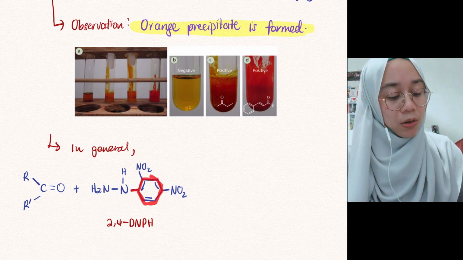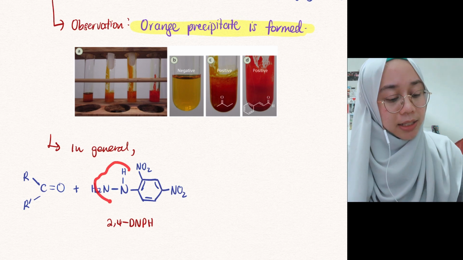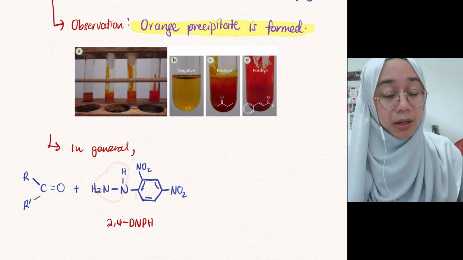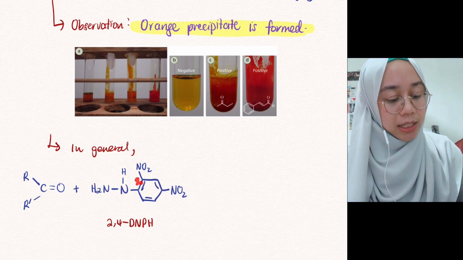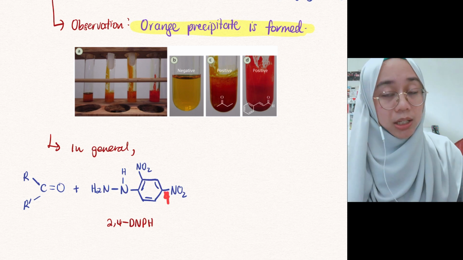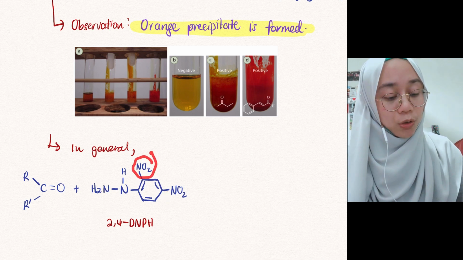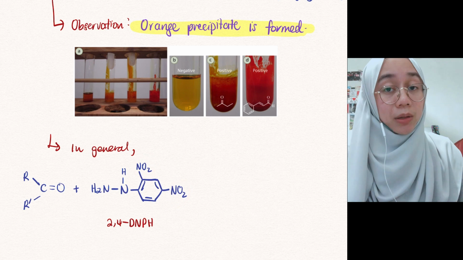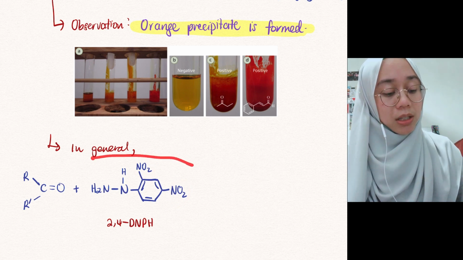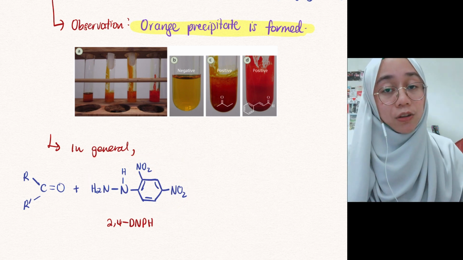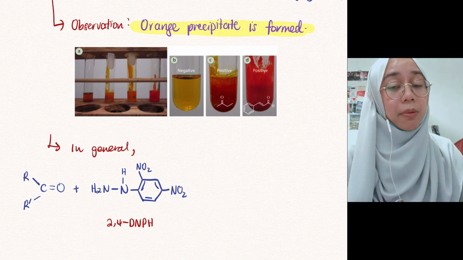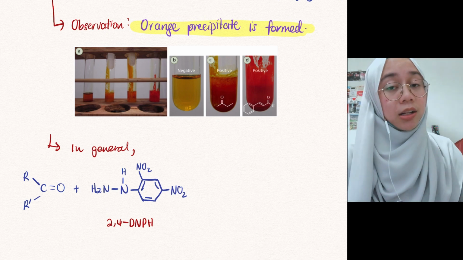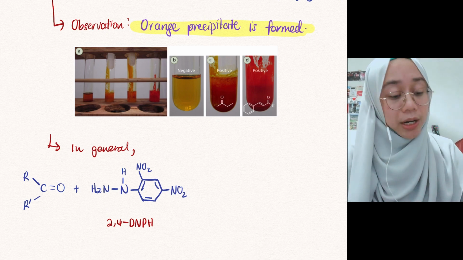Okay, so the one yang attached dengan hydrazine ni, carbonnya ni consider sebagai carbon number 1 and then therefore dekat sini consider carbon number 2 and sini consider carbon number 4. So kita punya nitro group pula attached kepada carbon number 2 and 4. So this is what we call as the 2,4-dinitrophenylhydrazine ataupun nama pendek dia 2,4-DNPH ataupun kadang-kadang dia just dipanggil sebagai Brady's reagent.